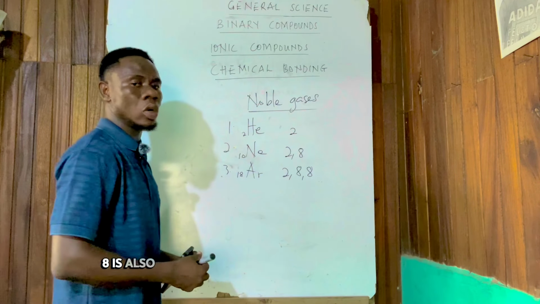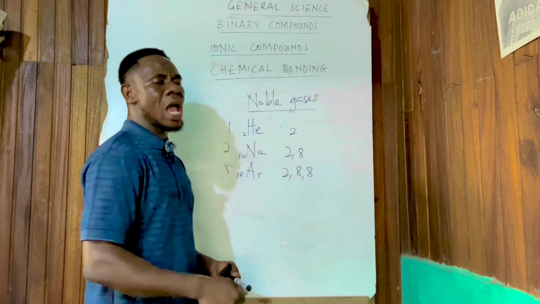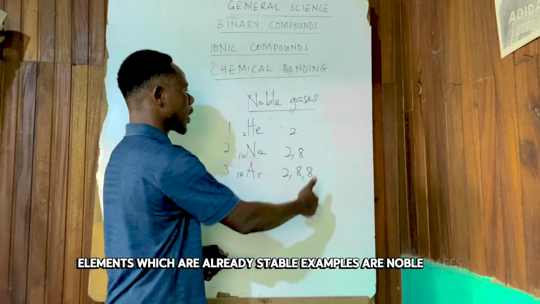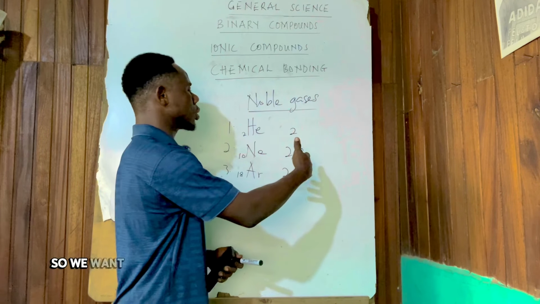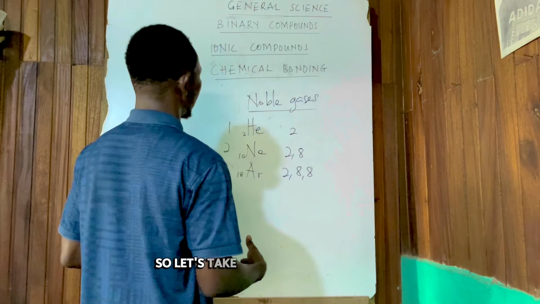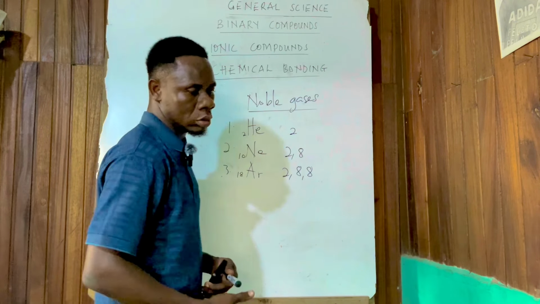So for bonding, the main aim is to achieve stability. Elements which are already stable, examples are noble gases. So we want all these elements or compounds to achieve stability. All right, so let's take ionic compounds. We are starting with ionic compounds.